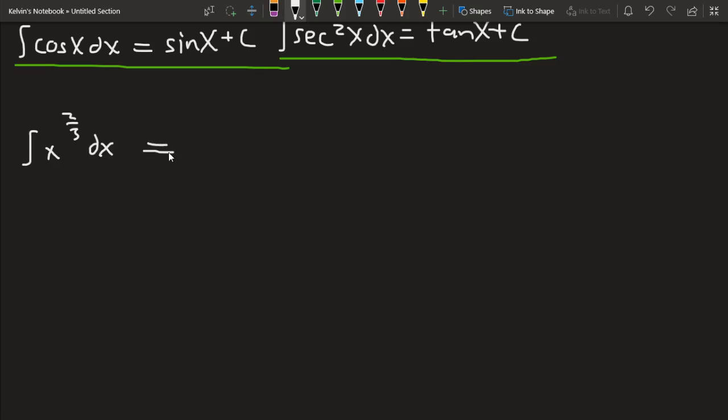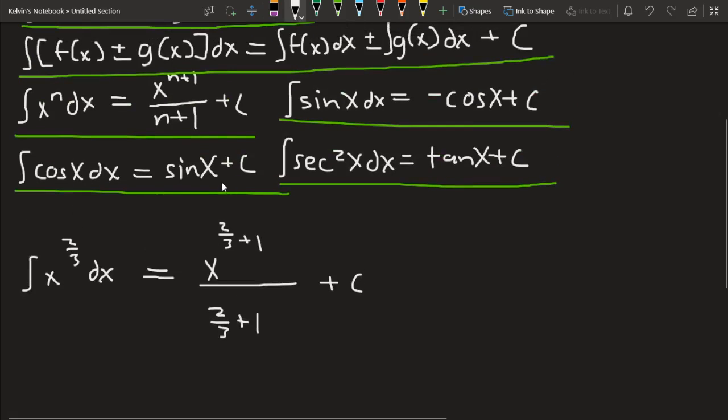Well, this would be the same thing as x to the 2/3 plus 1. And if you're wondering where I got this from, it's from this property right here: the integral of x to the nth with respect to x is equal to x to the power of n plus 1 over n plus 1 plus c.